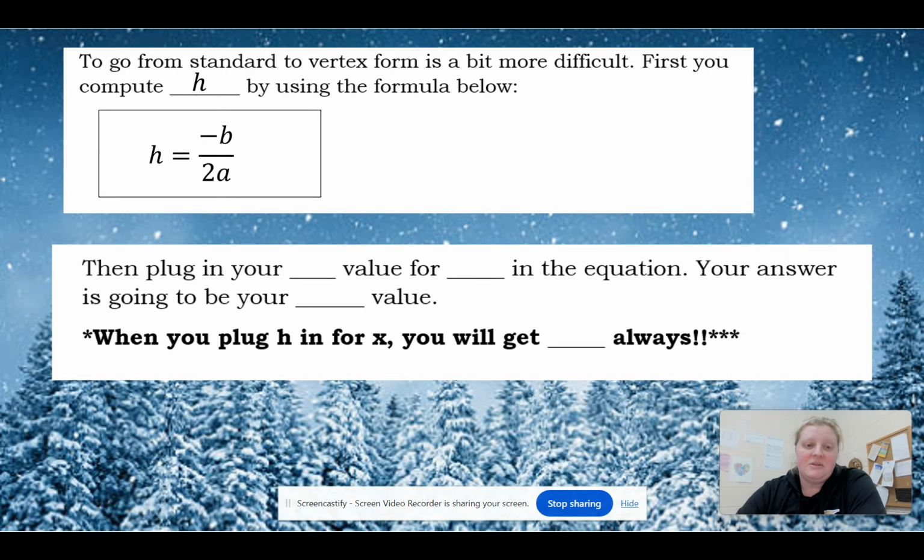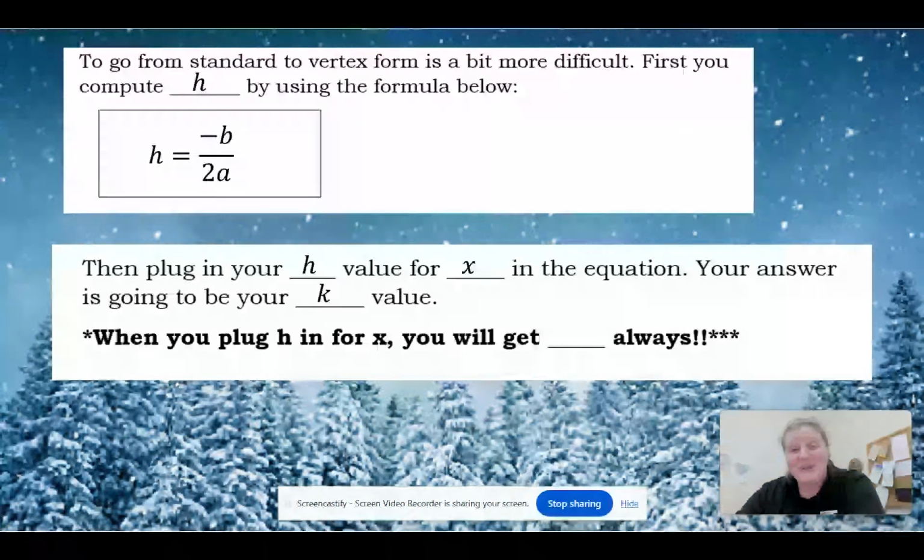What you're going to do is compute your h value. So let's say you get 3. You're going to take that h value of 3 and plug it in, or substitute it, for anywhere you see an x. So again, you take that h value, that answer, and you put it in anywhere you see an x. Whatever that comes out to equal, that's your k value.